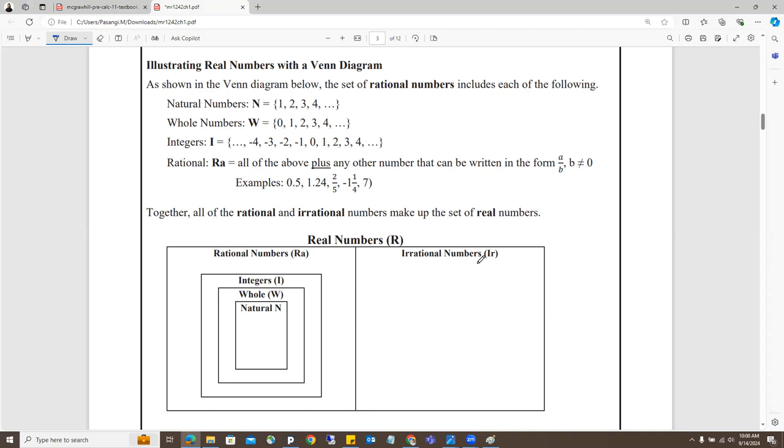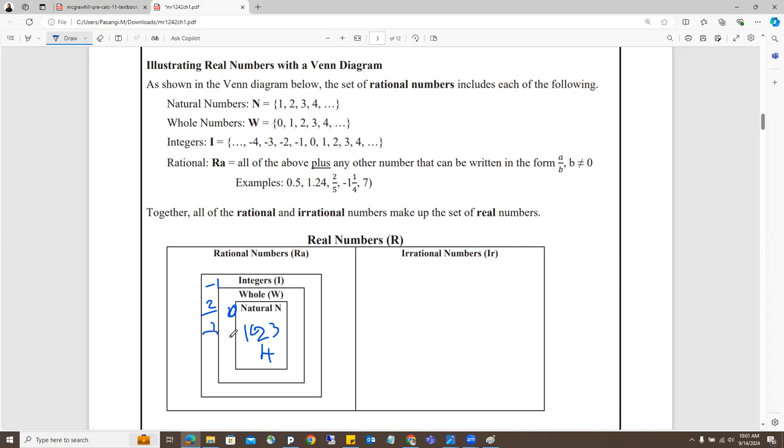Then this rational number consists of these three categories. What are those? Integers, whole, and natural. Natural numbers, we have only 1, 2, 3, 4, the counting numbers. The whole numbers also include the natural numbers, but with the zero. And for the integers, the entire whole number set is included. In addition to that, we have minus 1, minus 2, the negative values as well.